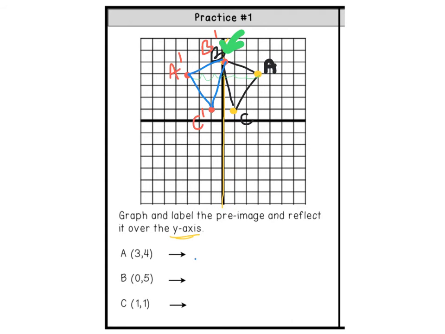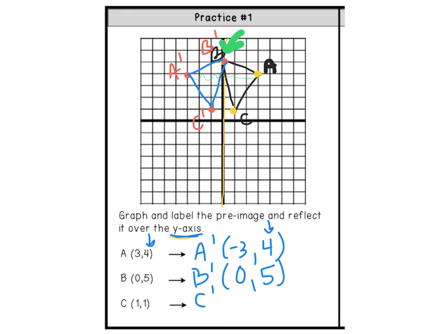All right, let's write our ordered pairs. So A prime is back 3, so -3 and +4. So when we flip over the y-axis, the y stays the same, and the x value becomes the opposite. Okay, B prime, that is actually the same. The y value stays the same, and the opposite of 0 is still 0. And then C prime looks like it's back 1, up 1, -1, 1.